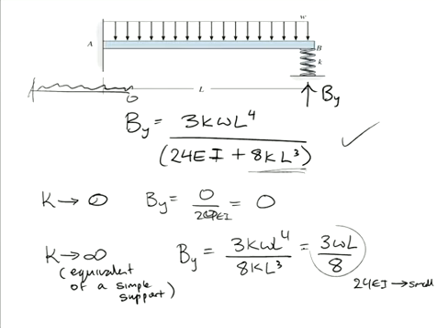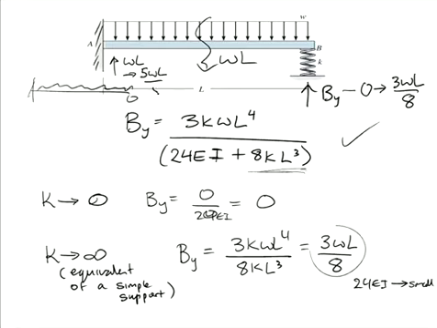So this support here can pick up anything. The range that it can pick up is 0 up to a maximum of 3 WL on 8. So what's our total load down here? WL. So with one end being a fixed support, can you see this fixed support would pick up far more load? This fixed support here would pick up as much as WL to as little as 5 WL on 8. But either way, it always picks up more than half because it's stiffer, it's a fixed support.